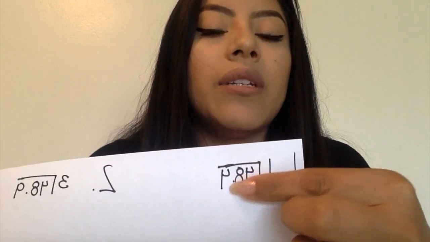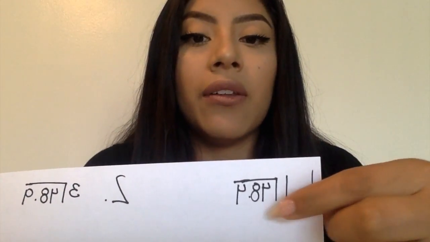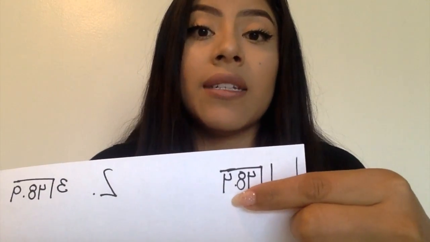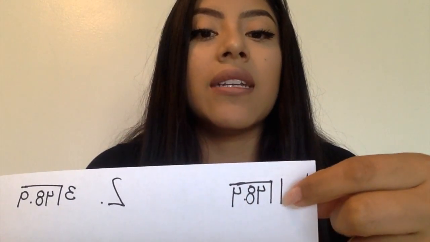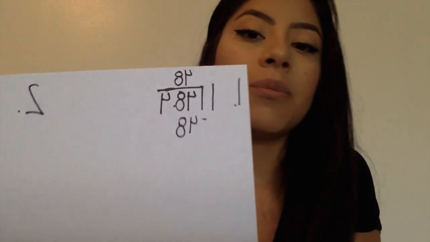So let's start out with the first question. The first one is 48.4 divided by 1. Let's start by looking at our whole number. The whole number before the decimal is 48. Let's divide that first and then we will go from there. 1 goes into 48 forty-eight times. Let's subtract 48, and we get 0 and we are left with 4.